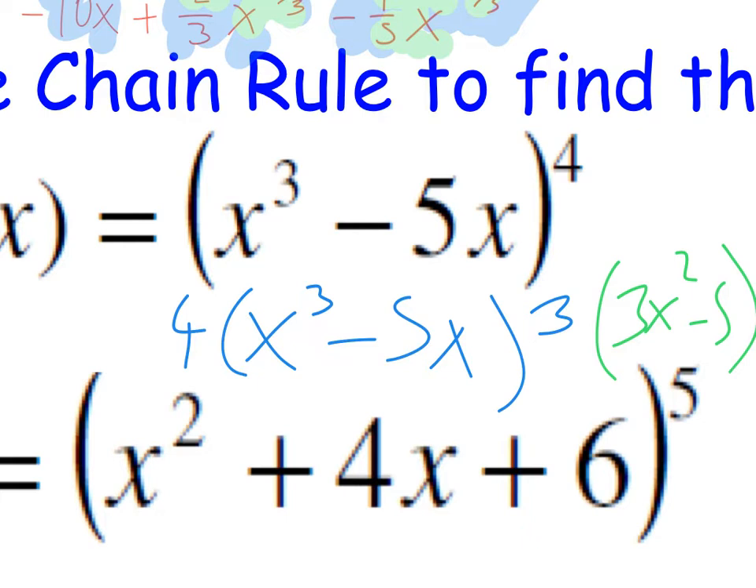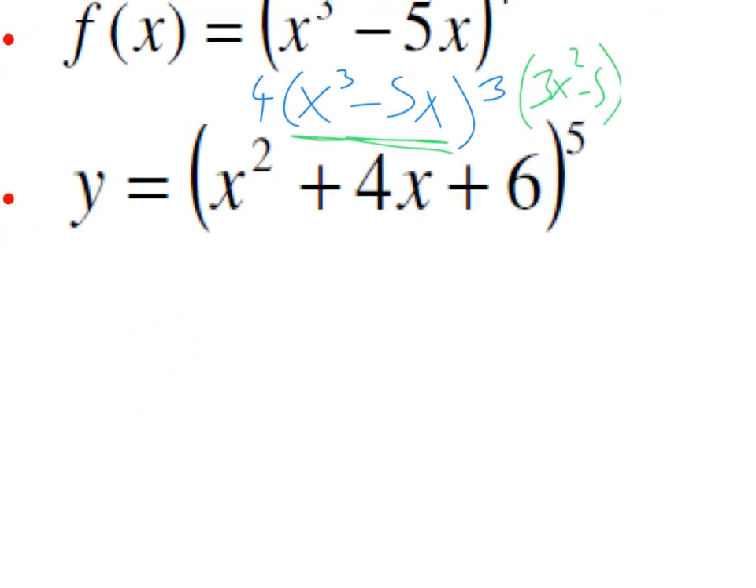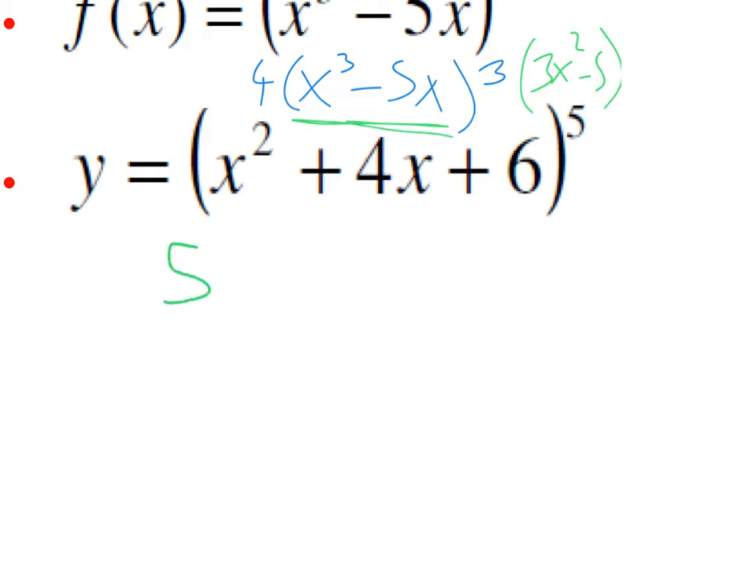Now you can go further. You can actually do binomial theorem to take care of this guy, FOIL it out, and then multiply by that. But that's a lot of work, and I'm honestly not going to do that. I'm not going to expect you to do that either. Same thing here. So we're going to have x to the 5th to worry about. So x to the 5th is 5x to the 4th. And inside we're going to keep the same. X squared plus 4x plus 6.